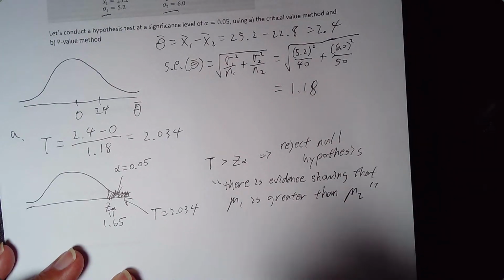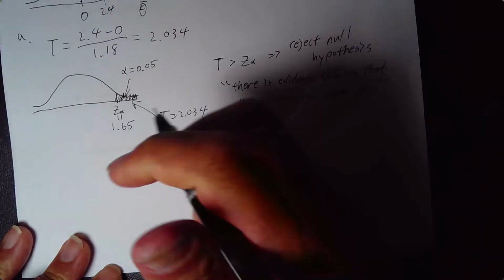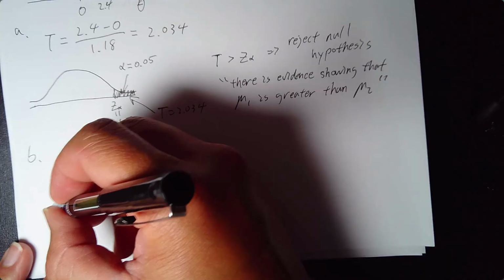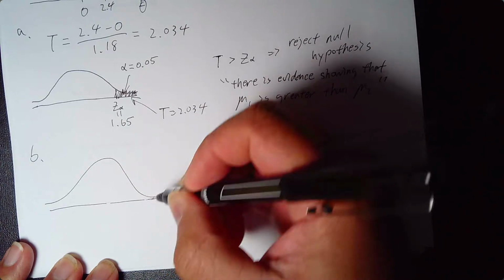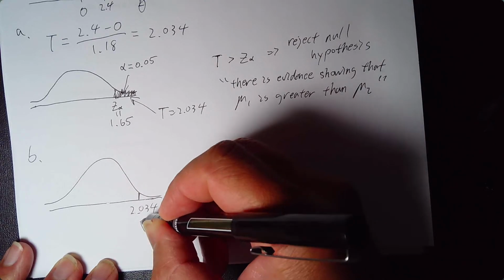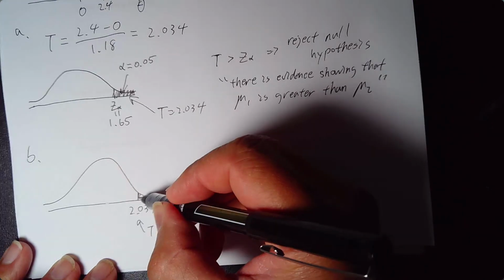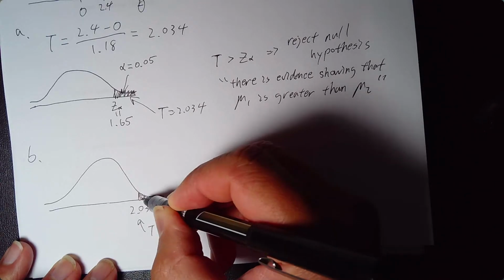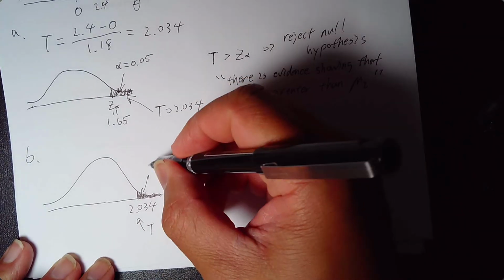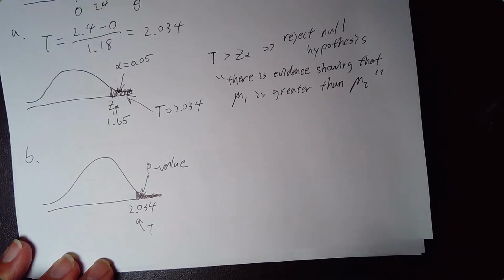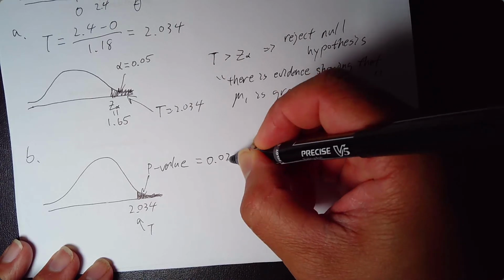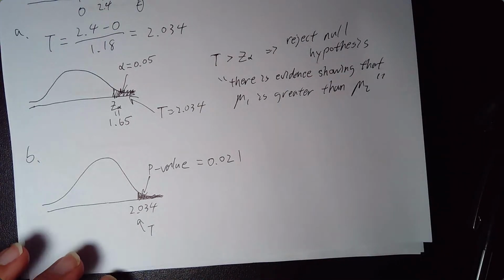Now let's try the p-value method and see if we get the same result. Just go ahead and do a quick sketch here again. Our test statistic is 2.034, and what we want is the area to the right of that. Since this is a one-tailed test, we just want the one side, so that area is going to be our p-value. Use your app, look that up, and what you will get is 0.0221.